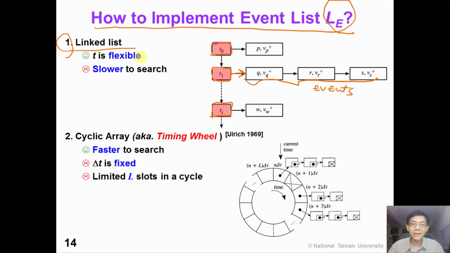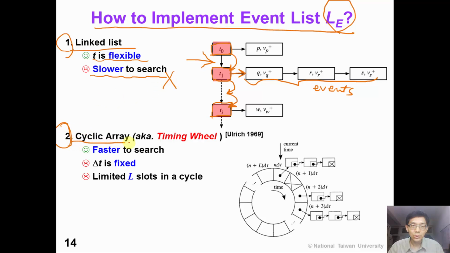The advantage of this data structure is that the timestamp is pretty flexible. You can insert, for example, an arbitrary delay between T0 and T1. However, the problem is that it's slow to search. Suppose I want to search for Ti. We need to go through T0, T1, and finally we can reach Ti. So this may not be a good idea when the list is pretty long.